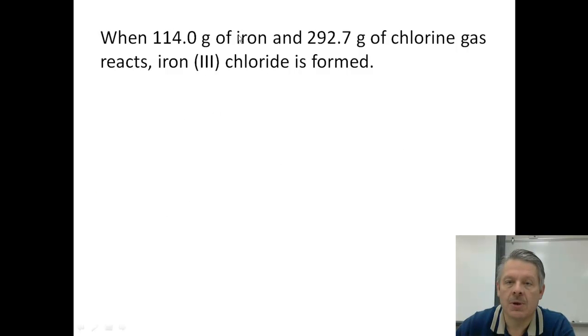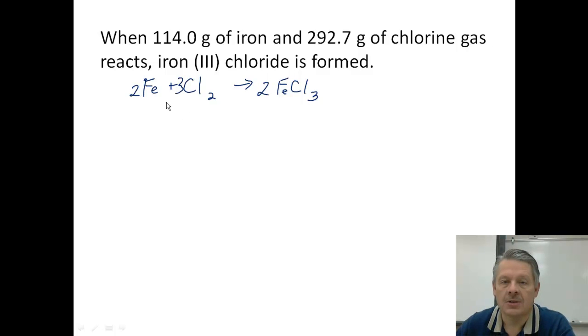Right. So the first thing we have to do is write the balanced chemical equation. So we have iron, and we have chlorine gas. Chlorine is a diatomic element, so it's Cl2, and it creates iron chloride, and it's FeCl3 because iron has a +3 charge. So when we balance this, we have to have 2 of those and 3 of those and 2 of those to get a balanced chemical reaction. So that's our first thing.